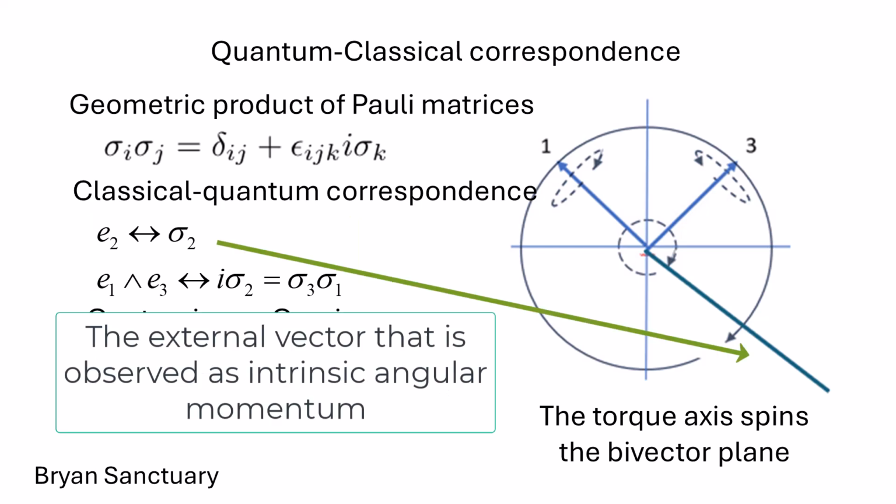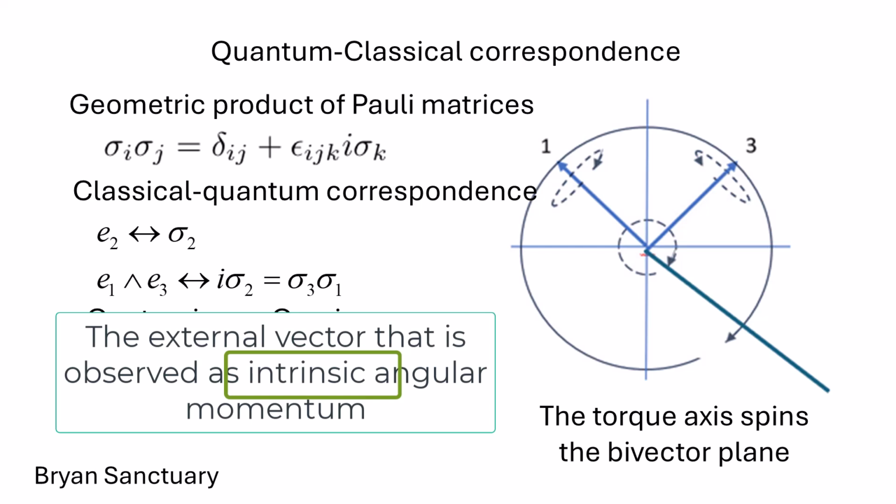The first term is the usual external vector motion around the torque axis. This spins the plane, which becomes locked mass. So from the laboratory fixed frame, intrinsic angular momentum is observed as a spinning vector. The bivector motion is not visible. This is the origin of the word intrinsic in quantum mechanics.